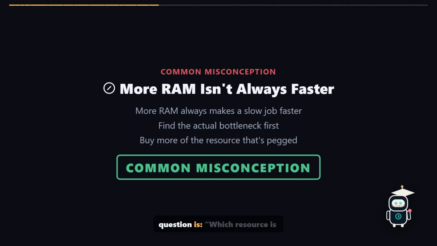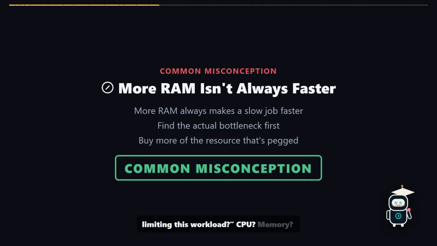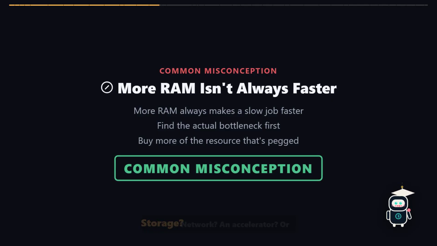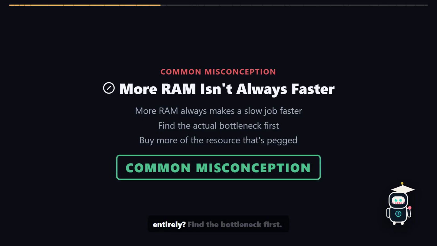The question is, which resource is limiting this workload? CPU, memory, storage, network, an accelerator, or something outside the EC2 instance entirely? Find the bottleneck first. Then spend money on the resource that actually addresses it.